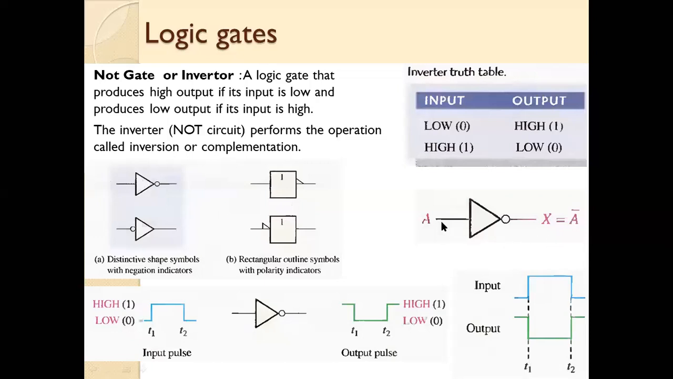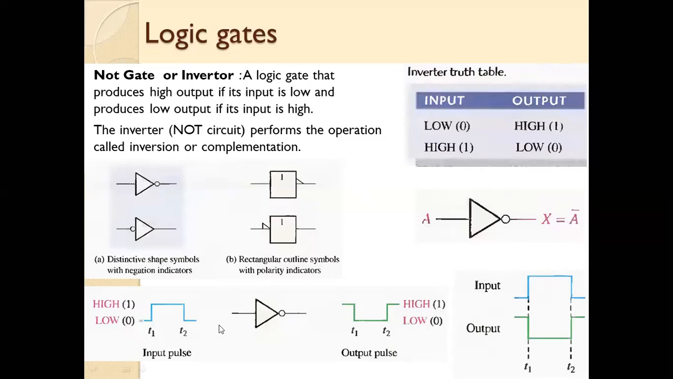So now you can see this is our NOT gate, and the input is A, the output is X. So X is equal to A complement. Now if you take the input as low, that is 0, the output would be high. And if you take the input as high, the output would be low. So this is the NOT gate.